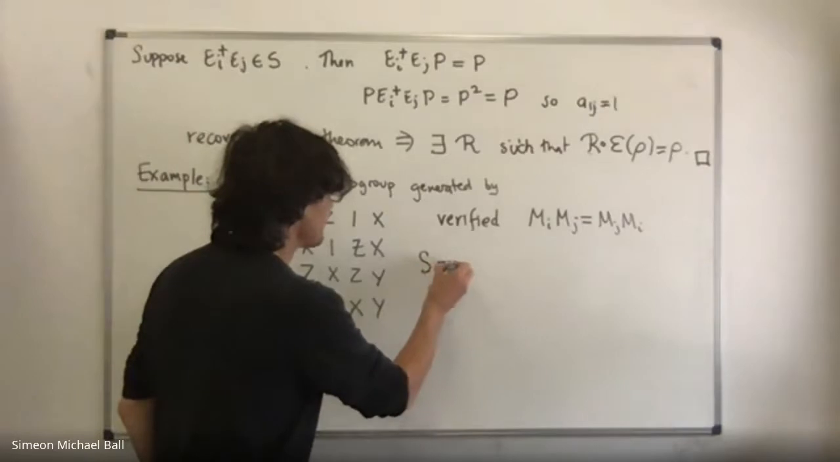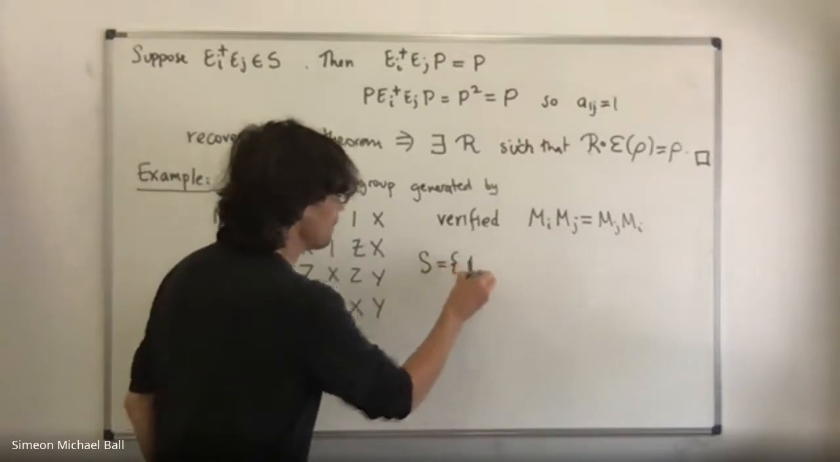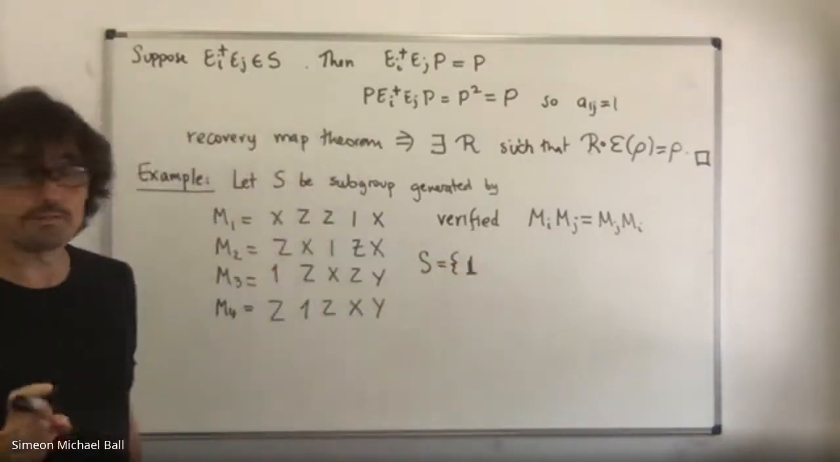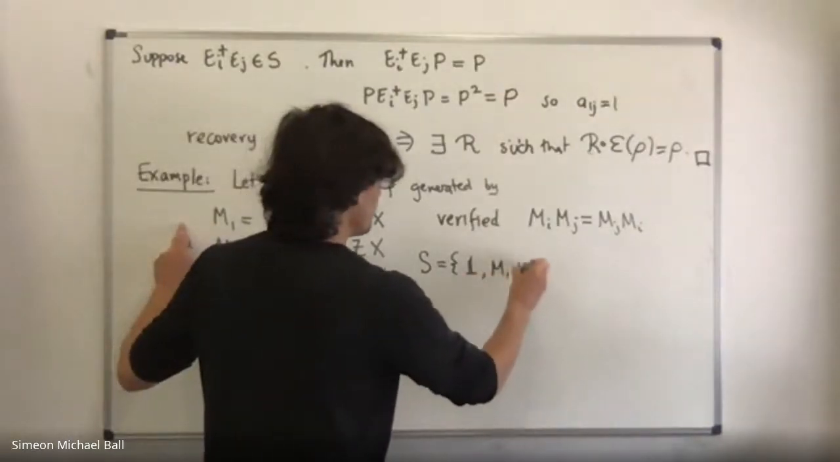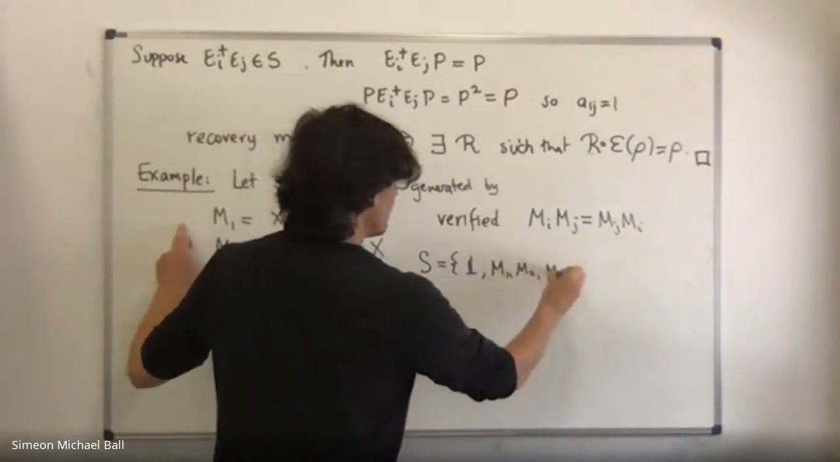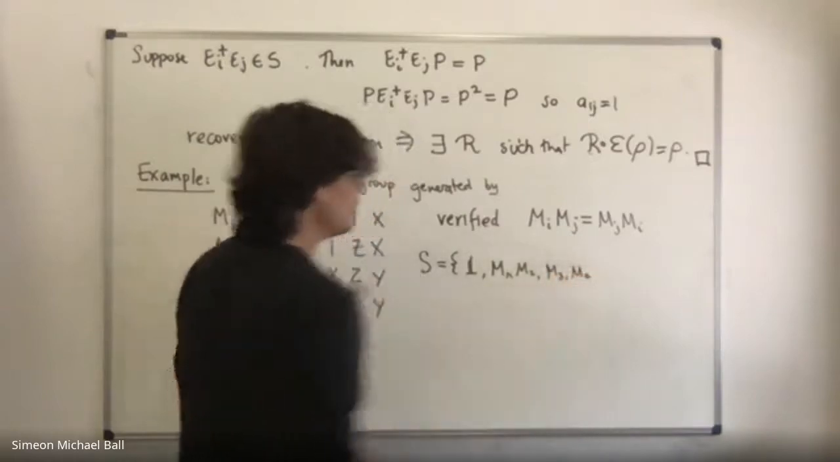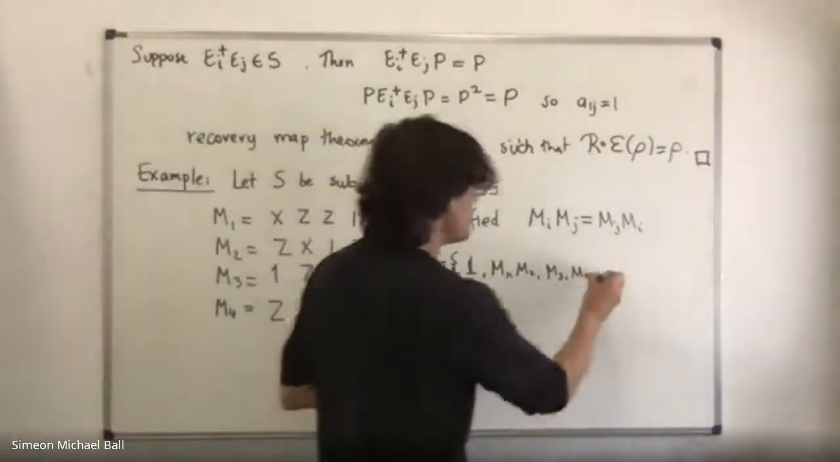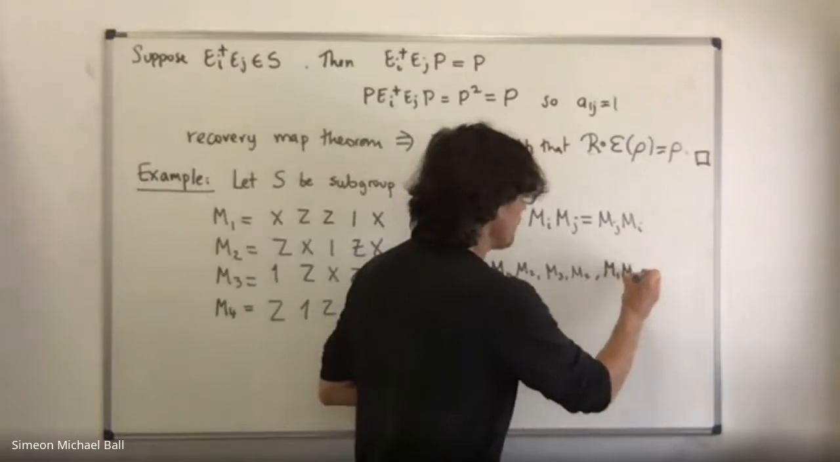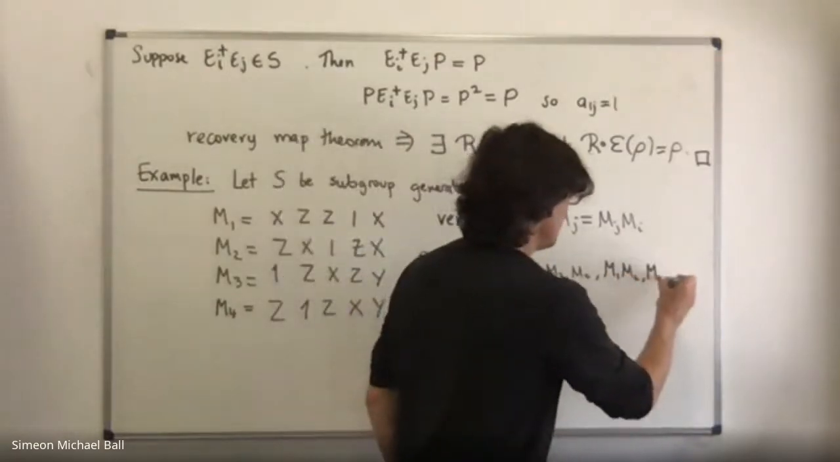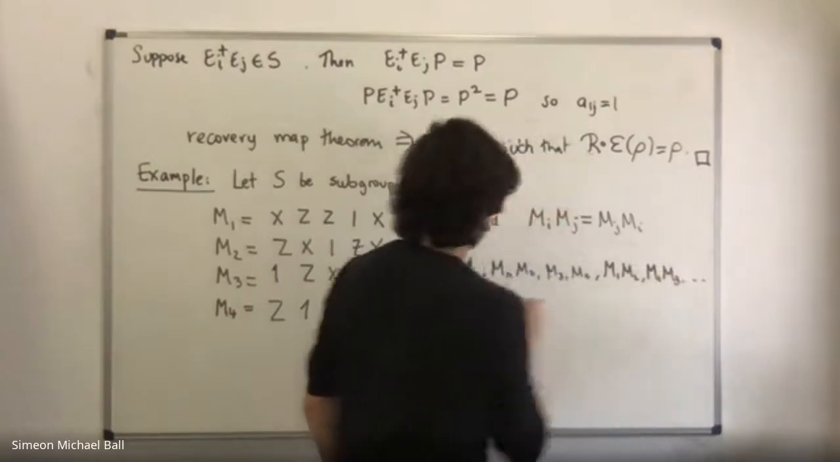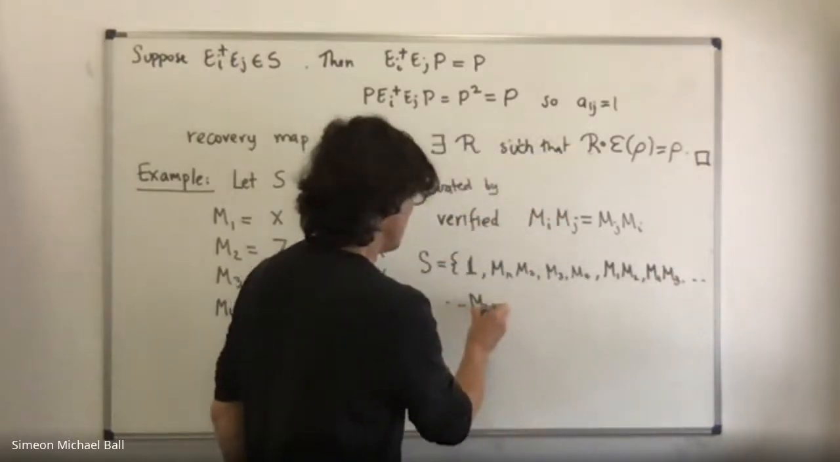So what is S? S is the identity element. Subgroups always have an identity element. Then you get the Mi's. Then you get the pairs, M1 and M2. Of course, it doesn't matter which order I write this down, since they commute. So M1, M3, and you get all the pairs up until M3, M4.